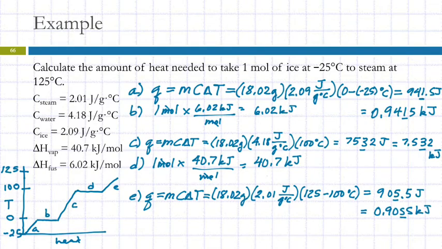And I'm going to add those up. So 0.9415 plus 6.02 plus 7.532 plus 40.7 plus 0.9055. And I'm getting 56.099 kilojoules.